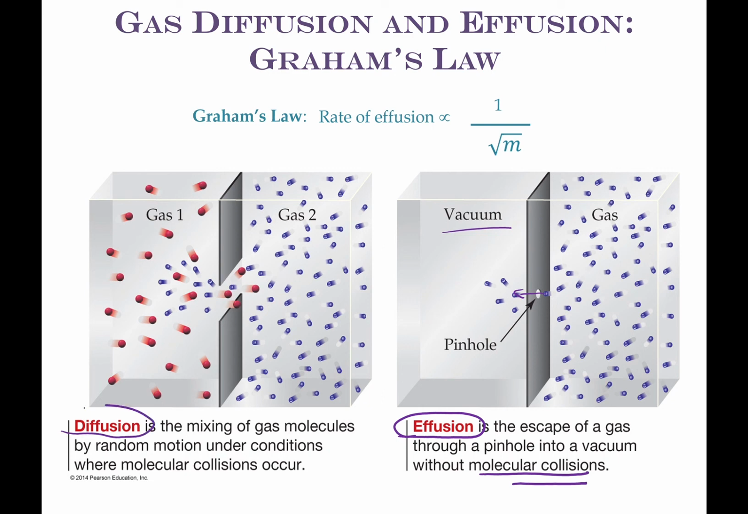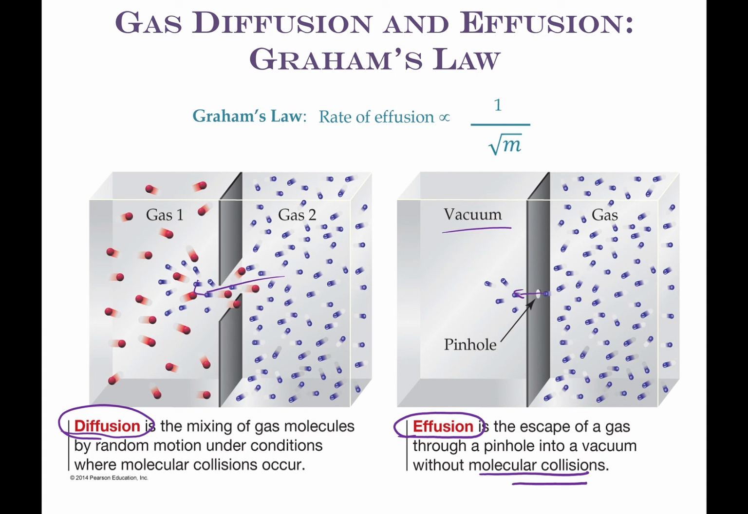Where diffusion is where we're mixing gas molecules by random motion, and the random motion is going to just randomly mix them together. So there's no pinhole, there's no vacuum, and this is just under regular conditions where molecular collisions are occurring. So they're going to be bouncing off themselves, they're going to be bouncing off the walls. That's normal. So this is when I talked about opening a bottle of perfume, I was talking about diffusion versus effusion, which is a little different.